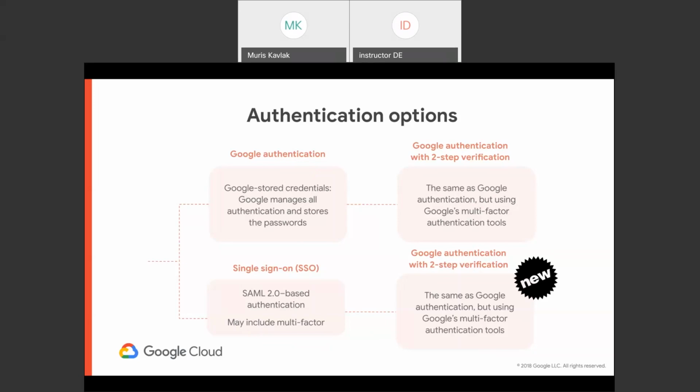So basically you can go ahead and say, okay, I do have Okta, for example, as my identity provider, which gives me SSO, but I would still use a two-factor authentication supported by Google. In this case, for example, the Google Authenticator app on my phone. This was not possible until, I think, 2 weeks ago.